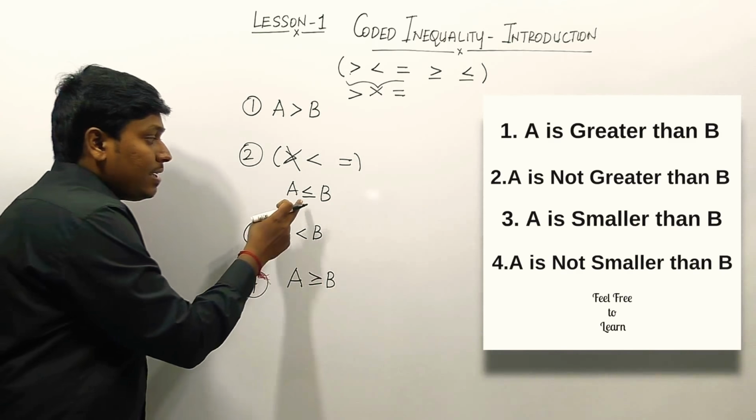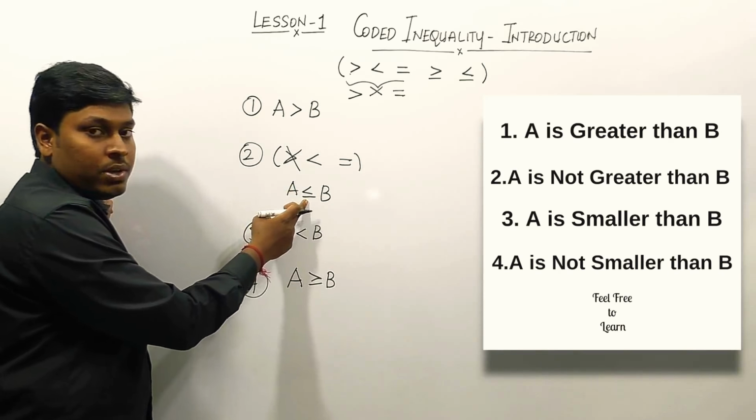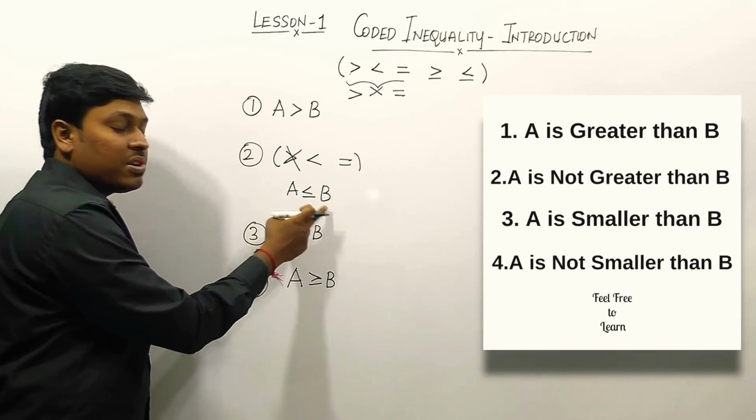Friends, got it? Here A is not greater than B, so the remaining 2 symbols are less than and equal to. So we have finalized the answer as A less than or equal to B.